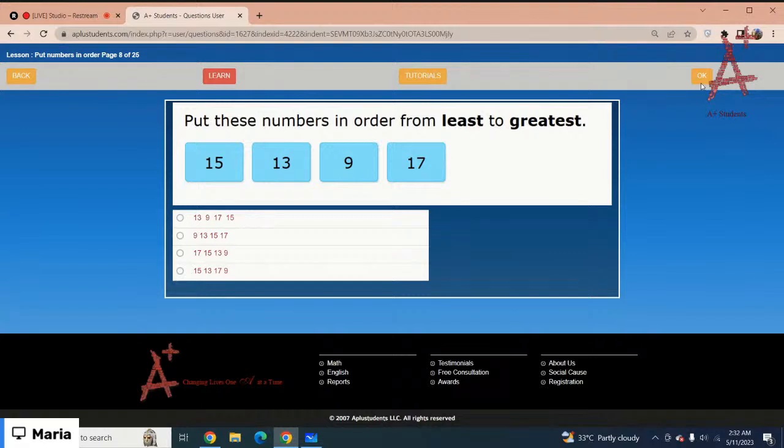It would be 9, 13, 15, and 17. Got it? The correct option is 9, 13, 15, and 17.